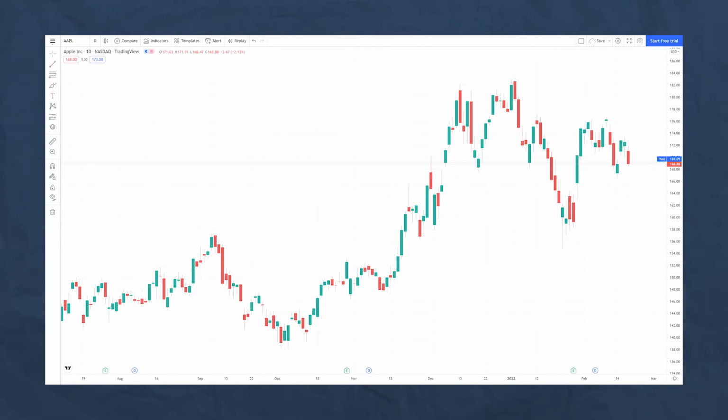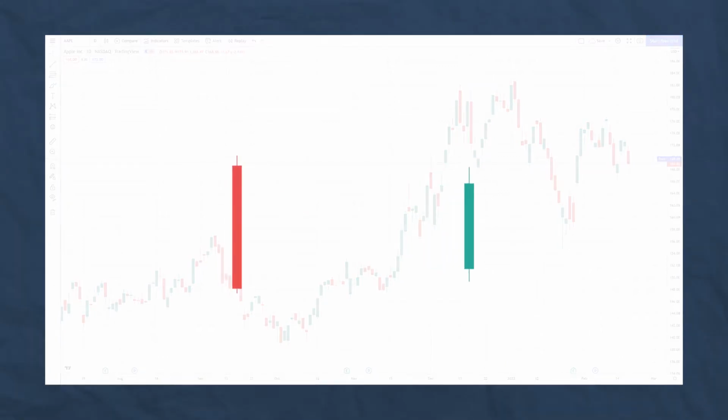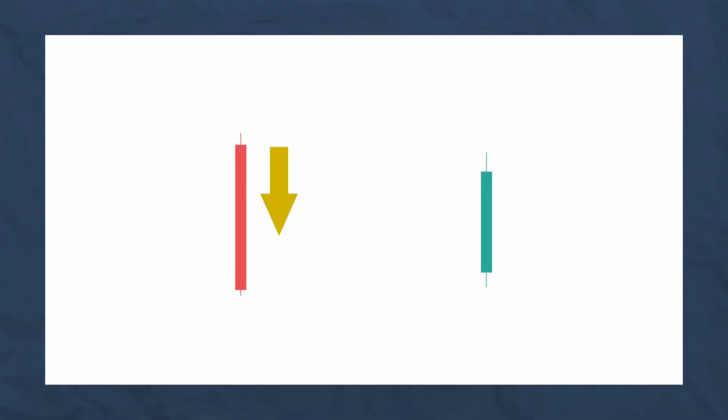The first thing that strikes is that we have two colors. One is red, or sometimes black, which means a falling price within the time period you set your chart to be, and the opposite would be green or sometimes white, which would mean an increase in price. Okay, so why do candlesticks look the way they do?